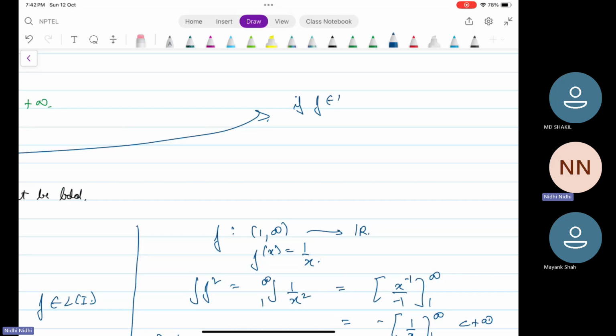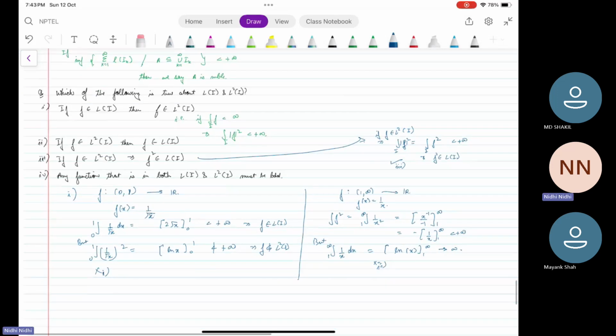If f belongs to L1(I), that means the integral over I of f squared is finite, and since this is always positive, I can take the modulus also. This implies f squared belongs to L1(I). Therefore, the option is correct.